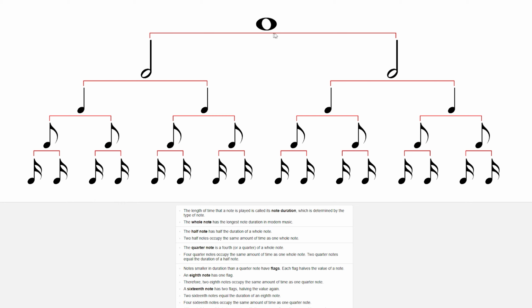So we started with our whole note, which divided into half note, which divided into a quarter note, which divided into eighth notes, which divides into sixteenth notes, meaning all of these sixteenth notes would fit into one whole note. All of these eighth notes would fit into one whole note. Four quarter notes shown here on the chart fit into one whole note. And two half notes fit into one whole note.